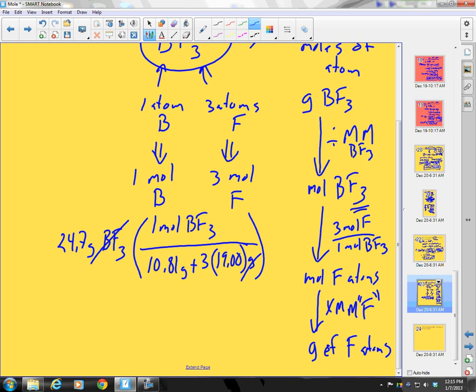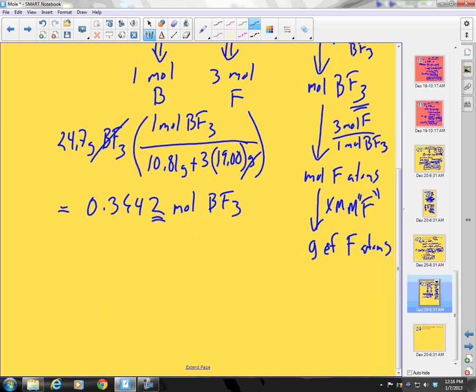Now I have moles, but I don't want to end up with moles. I want to end up with what? Oh, we have to go farther. Let's take this one step at a time. Here we go. Let's do some calculation here. So, 24.7 grams divided by quantity 10.81 plus 3 times 19, and I get 0.3642, and we're going to carry this through. And this is what? Moles of boron trifluoride. Okay?